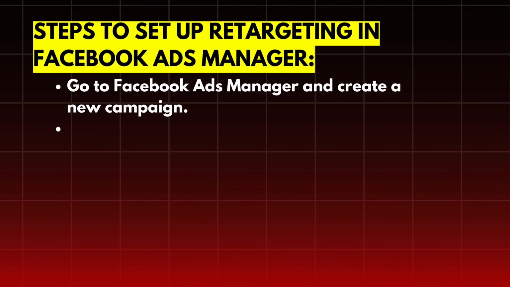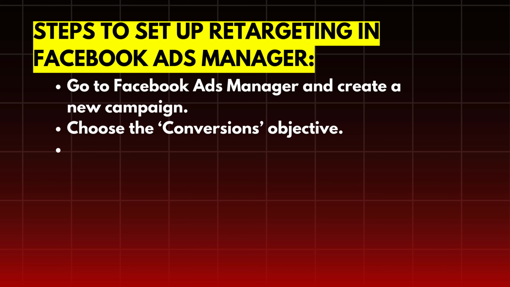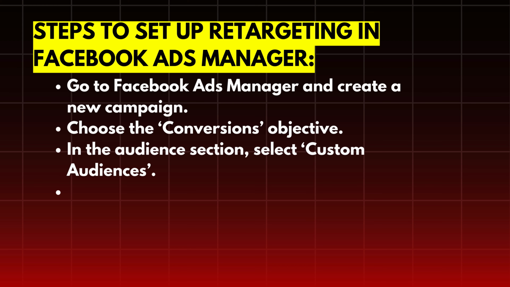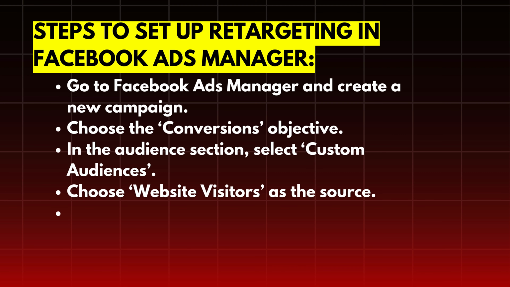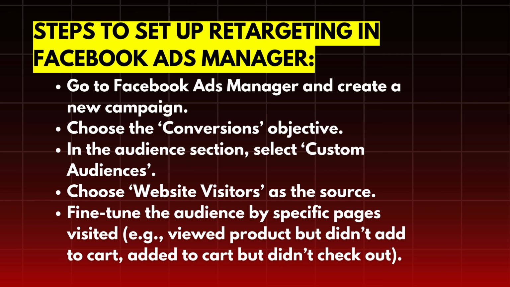In your Facebook Ads Manager, create a new campaign and select the conversions objective. Now, under the Audience section, choose Custom Audiences and select Website Visitors as your source. From here, you can fine-tune your audience based on specific pages they visited. For example, you can retarget visitors who viewed a product but didn't add it to their cart, or visitors who added a product to their cart but didn't complete the checkout process.